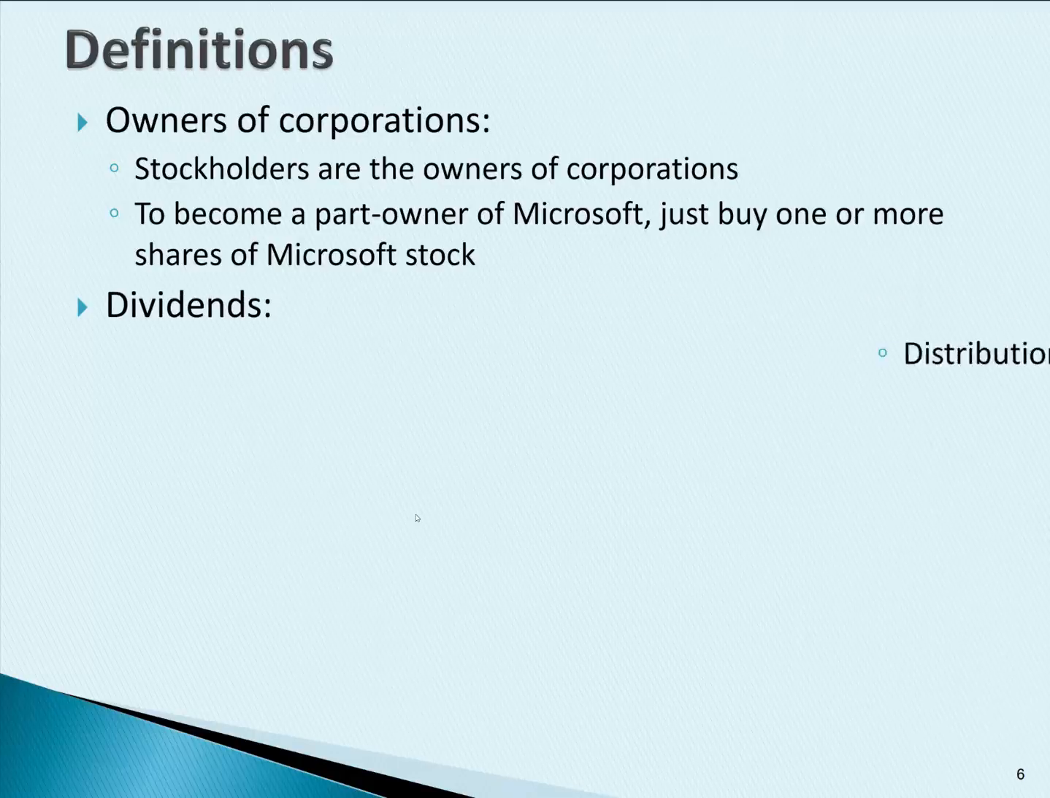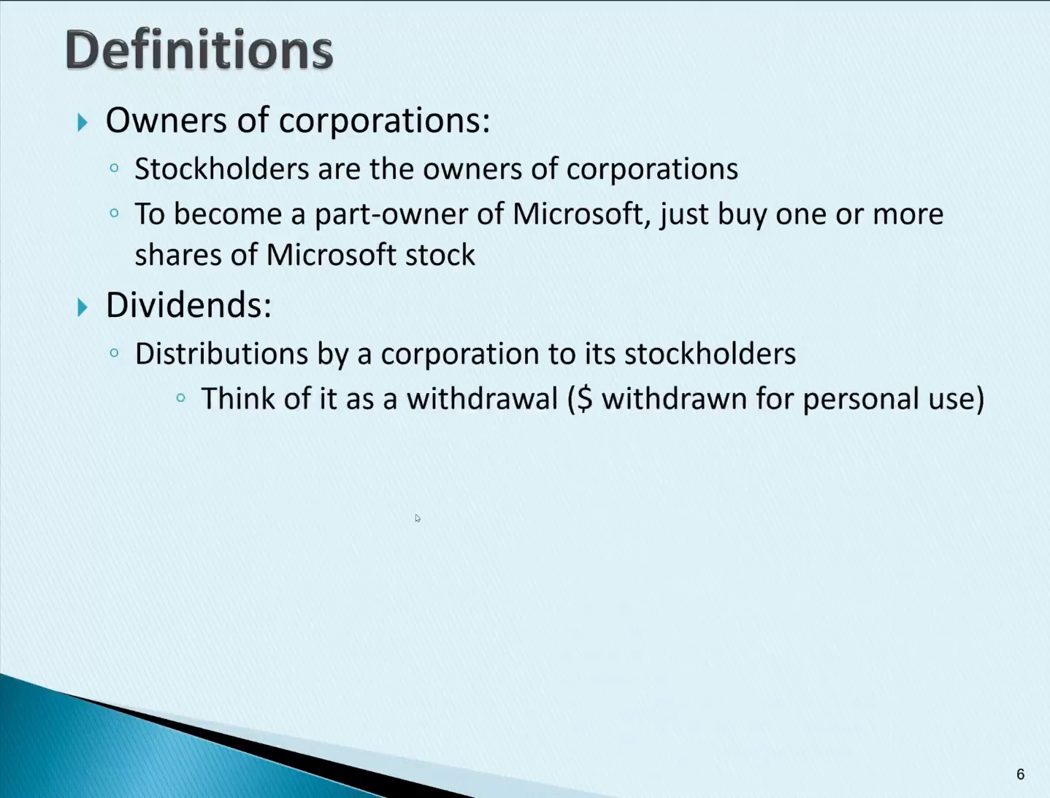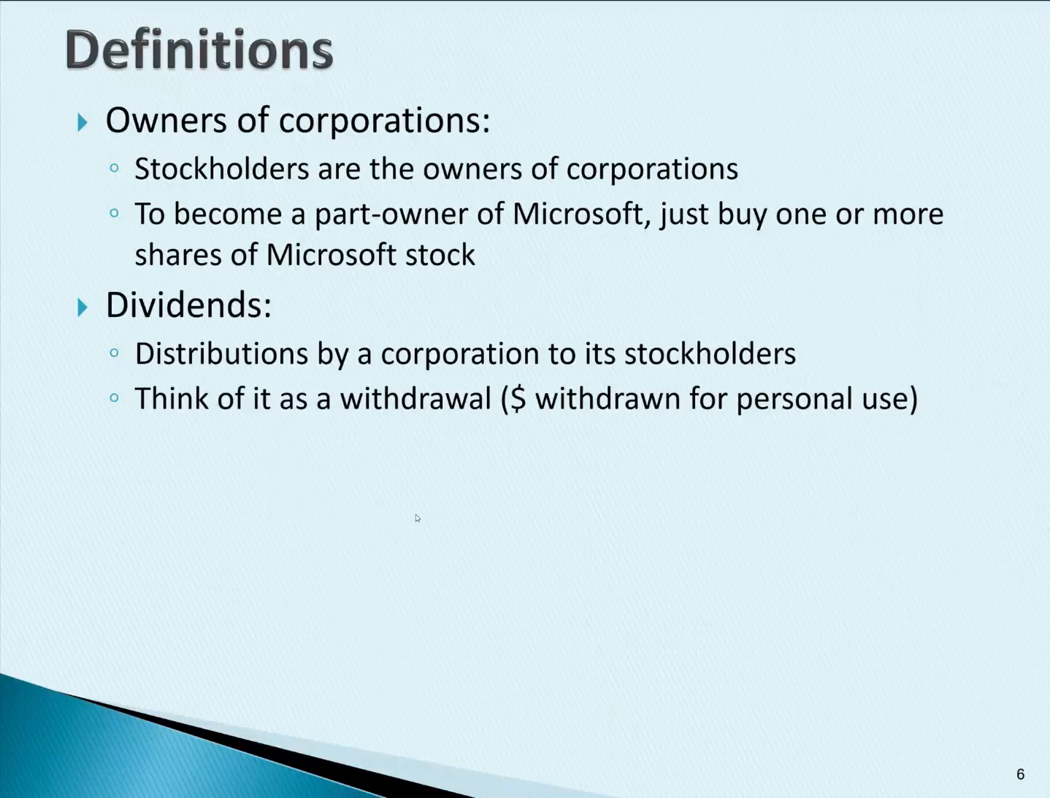Dividends. Dividends are distributions by a corporation to its stockholders. They're usually cash dividends. Thinking back to sole proprietorships, they have withdrawals. So a dividend is somewhat similar to a withdrawal for a corporation. Remember, a withdrawal for a sole proprietorship is when the owner takes money out for personal use. So a cash dividend is money given to the owners of the corporation, the stockholders, and they get to use it for personal use.